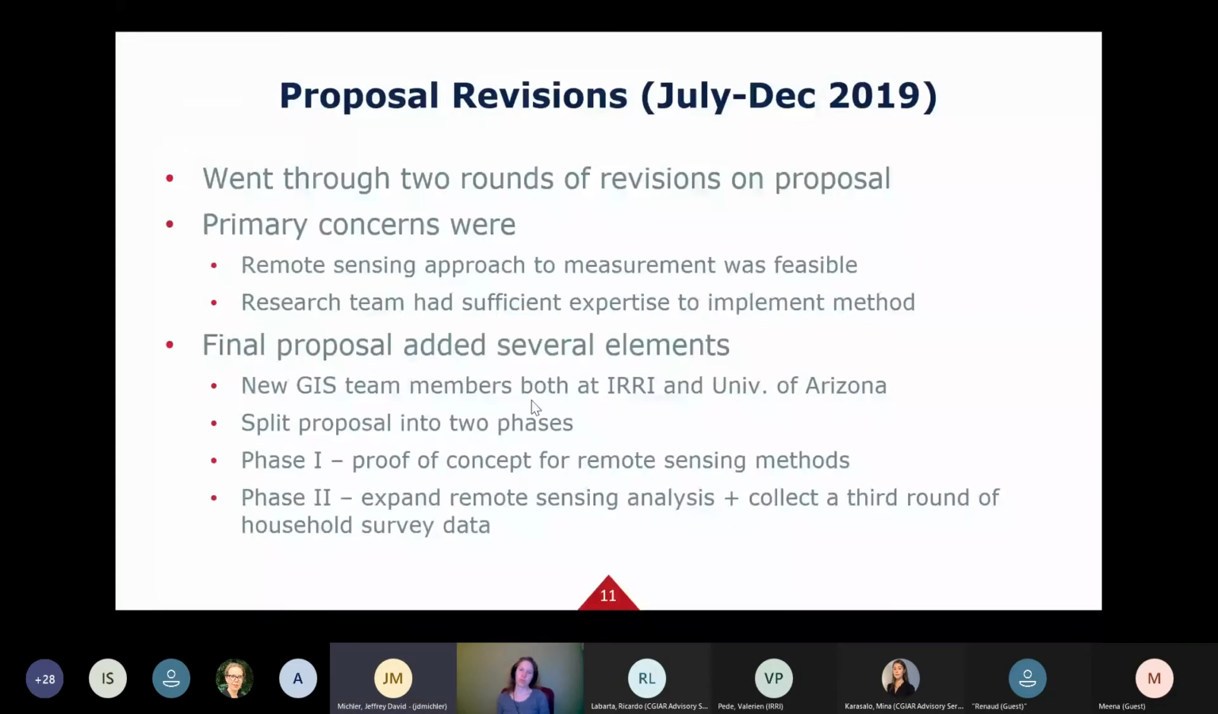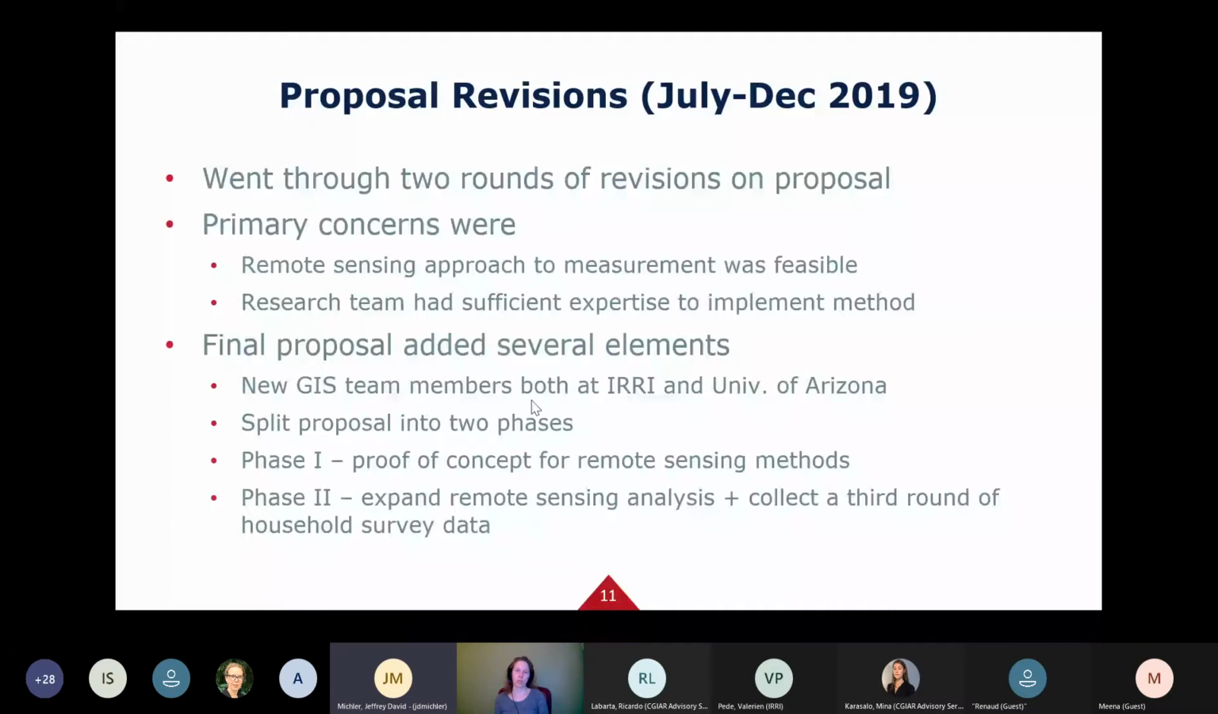We went through a couple rounds of revision. The primary concerns in these rounds were whether the remote sensing approach was feasible. You know, hypothetically, we can do this. As I laid out, the story is pretty simple. The question was really, when we actually go and look at the remote sensing data, when we look at the images, can we identify rice? And is the difference in NDVI strong enough to be picked up with current sensors on satellites? So one was, is this approach even feasible?